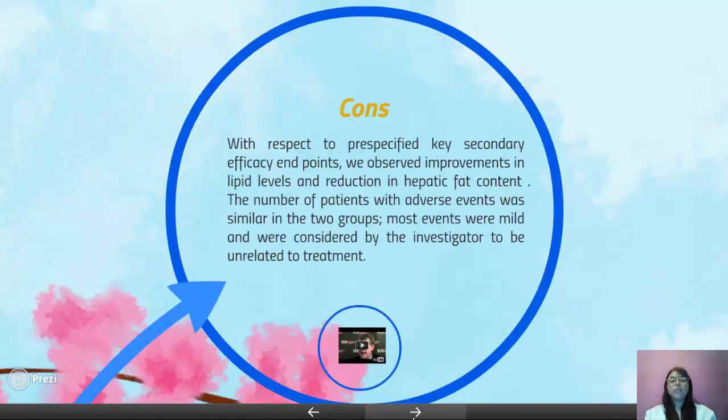With the perspective of the key secondary endpoints, there was improvement in the lipid levels and reductions in the spleen volume. The number of patients with adverse events was similar in the two groups. Most events were mild and were considered by the investigator to be unrelated to the treatment.